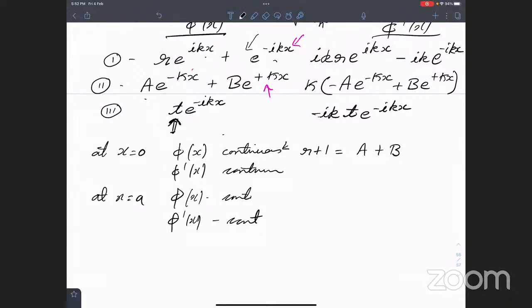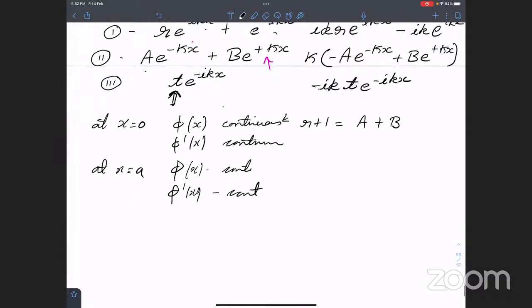The second one would be, no, not t. This one here, I'm doing the continuity. So that is t e to the power minus i k a is equal to a e to the power minus kappa a plus b e to the power plus kappa a, like this.